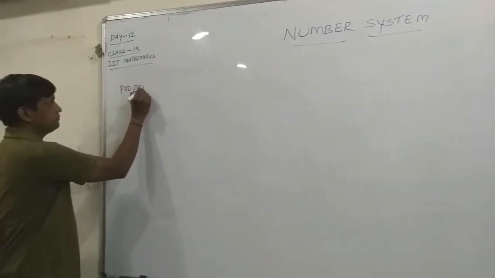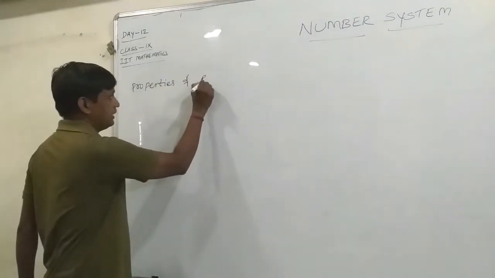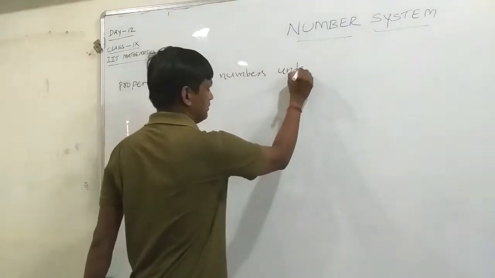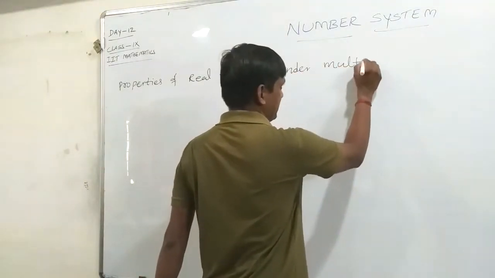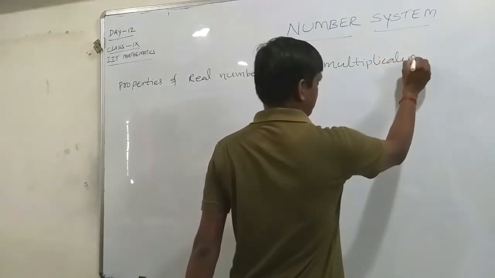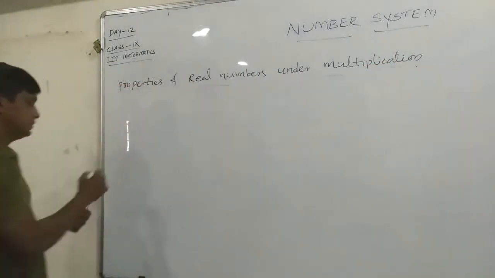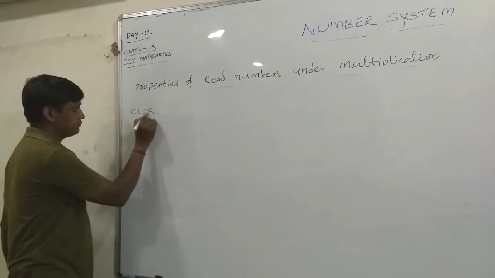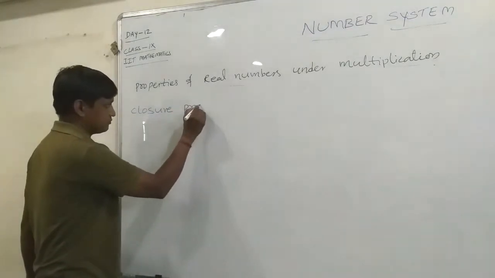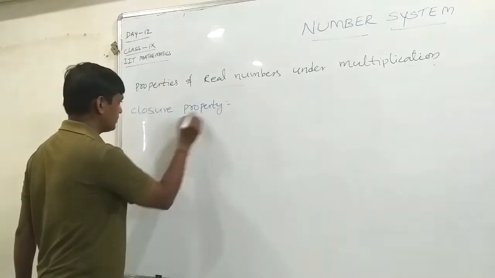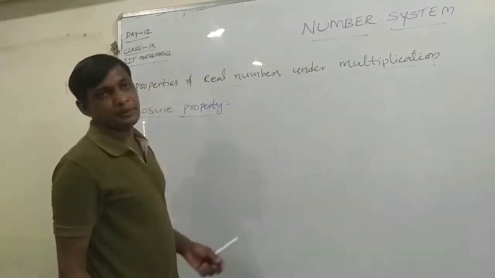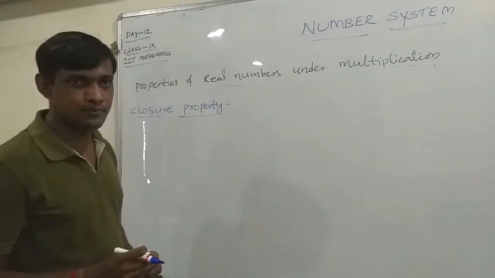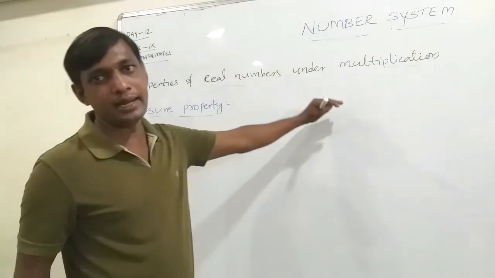Properties of real numbers under multiplication. So your first property is closure property. In closure property, I am taking two rational numbers. When I am multiplying two rational numbers or real numbers, then the product should be a real number.